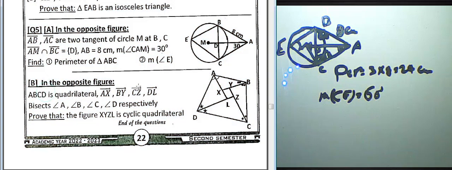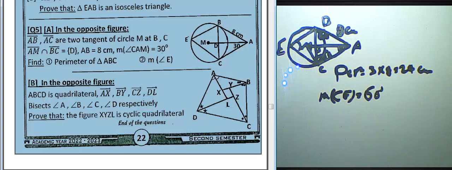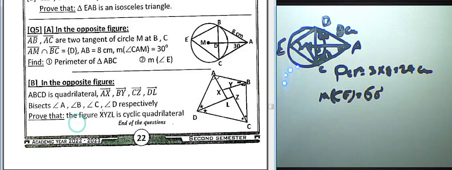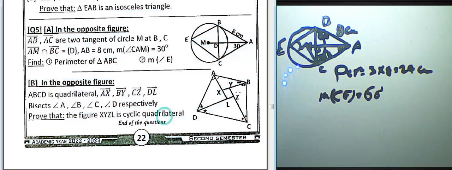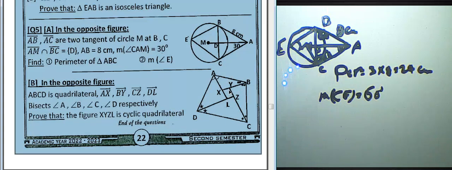Question letter B, in the opposite figure, ABCD here, quadrilateral. X, Y, Z, L bisect angles A, B, C, D respectively. Prove that the figure XYZL is a cyclic quadrilateral. Look at here, this angle Y equals half the measure of angles B and C, because this angle is an exterior angle, the measure of angle E equals the measure of angle B plus the measure of angle C.